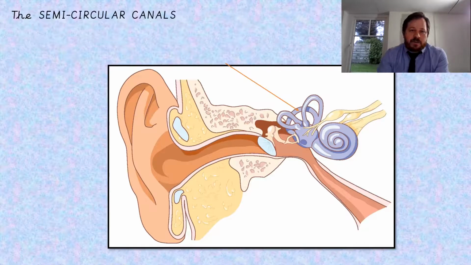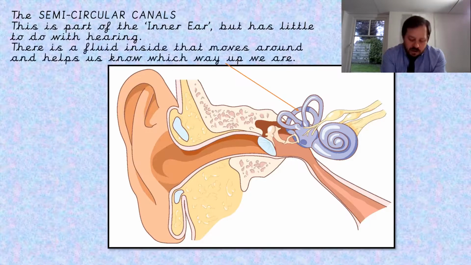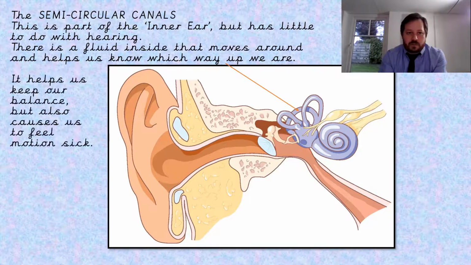So the next bit is the semicircular canals. This is part of the inner ear, but has little to do with actual hearing itself. There's a fluid inside the semicircular canals that moves around, and this helps us know which way up we are. It is to do with our balance, which is sometimes why, when you get an ear infection, it affects your balance and how you control yourself.